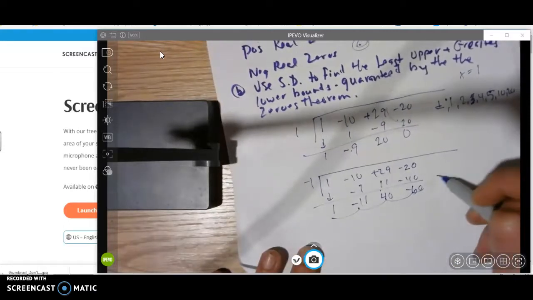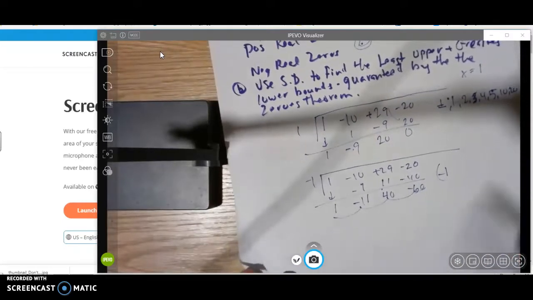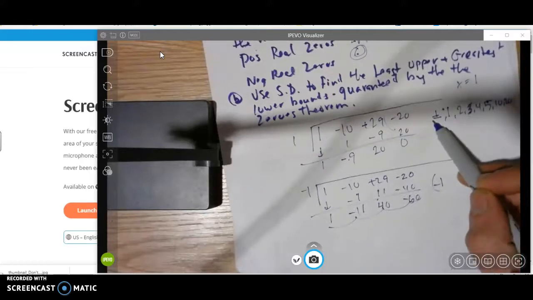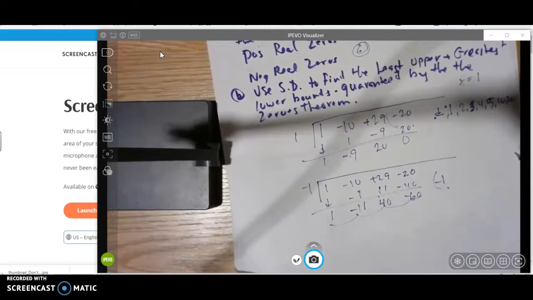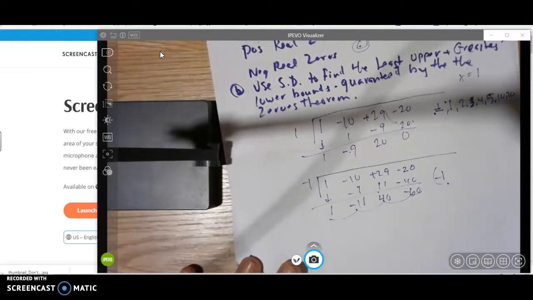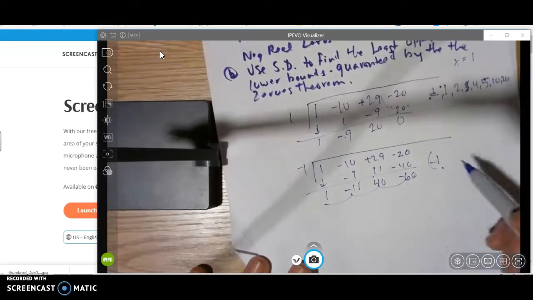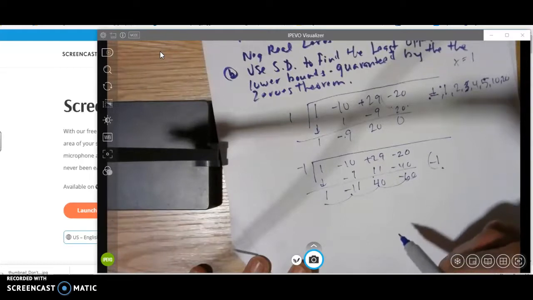So that means that negative 1 is our lower bound, and it is the greatest lower bound that we could have, because we saw that 1 worked. If we go below it, 0 is not going to work, so therefore we went to 1. In terms of integers, that's our lower bound. And if we continue from there, we are looking for our upper bound.